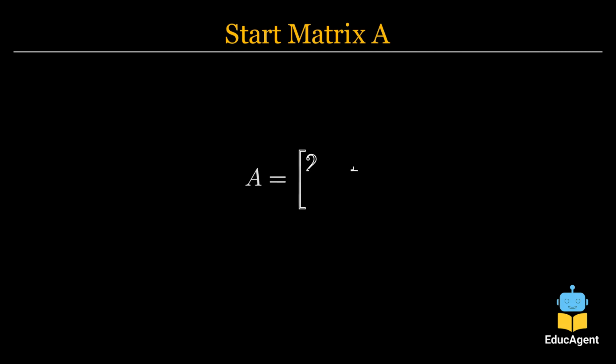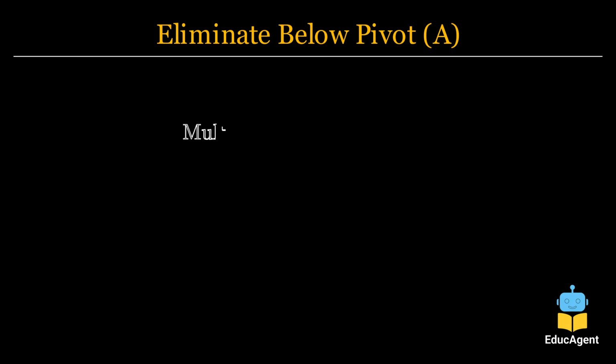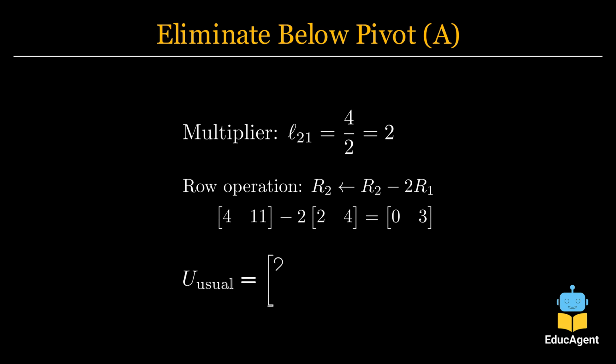Let's factor the 2x2 matrix A using elimination. The first pivot is the top left entry, 2. To eliminate the 4 under the pivot, we use multiplier 4 divided by 2, which is 2. Subtract 2 times row 1 from row 2, and the second row becomes 0, then 3. The result of elimination is the usual upper triangular matrix.